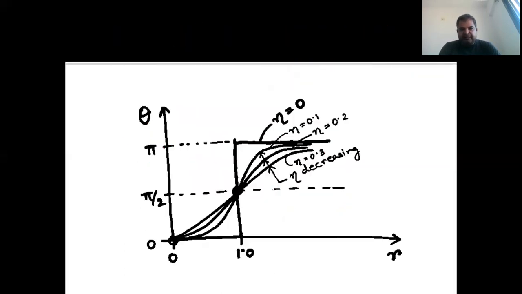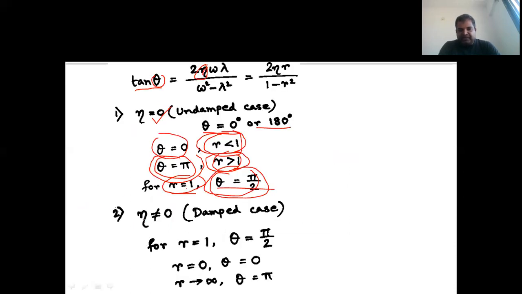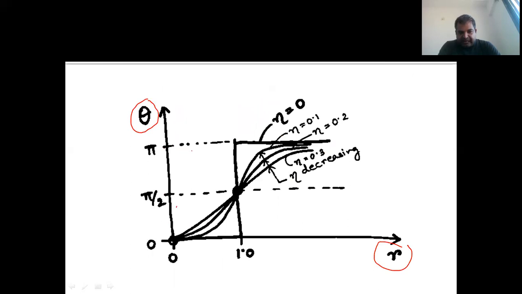So if I plot this on the phase angle versus frequency ratio curve, on the y-axis there will be theta, on the x-axis there will be the frequency ratio. As my frequency ratio changes, theta varies from 0 to pi. So I can write it here: this is 0, then pi by 2, and then pi, because my theta varies between these two. Similarly, I take the values of r, which is r less than 1, r greater than 1, and r equal to 1.